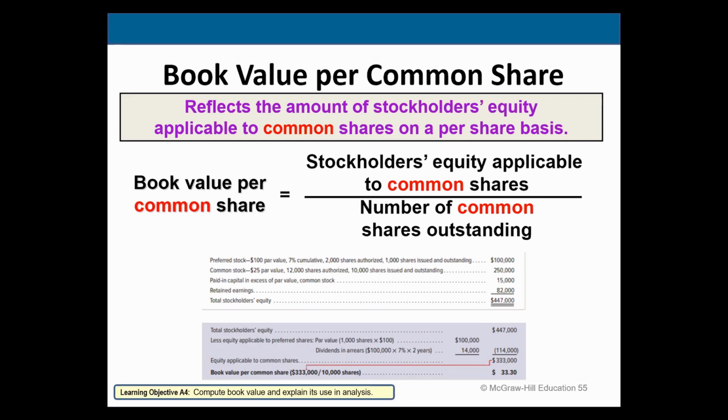Equity allocated to any preferred shares is removed before the book value on common shares is computed. And so we see that the book value per common share is the stockholders' equity applicable to common shares divided by the number of common shares that are outstanding.